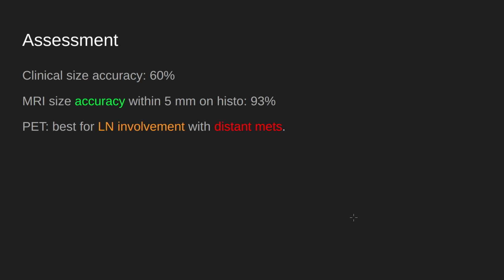So in terms of assessment, the clinical size accuracy is really poor, around 60% based on physical examination. MRI has a higher accuracy in determining the size of the tumor, with 93% accuracy within 5 millimeters compared to histopathology. PET-CT plays an important role in evaluation because it helps us evaluate for any distant metastasis and any lymph nodal disease.